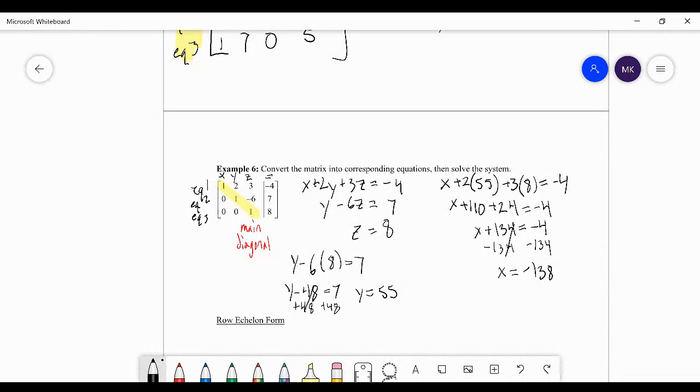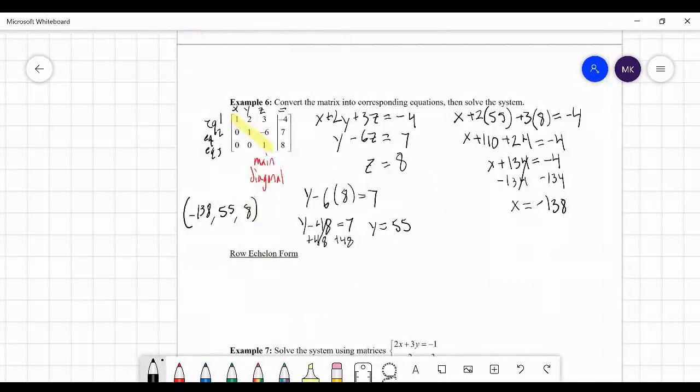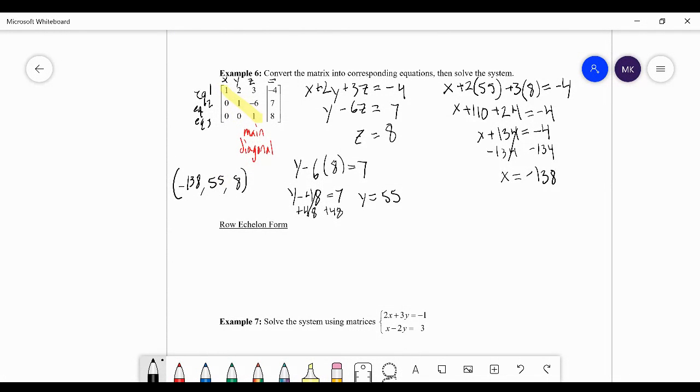So that means our solution here, since this is 3 variables, x, y, and z, it's not an ordered pair. An ordered pair is an x, y. This is an ordered triple. And so our solution is -138, 55, 8. And there we have it.